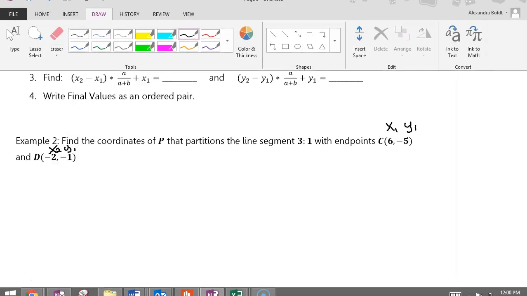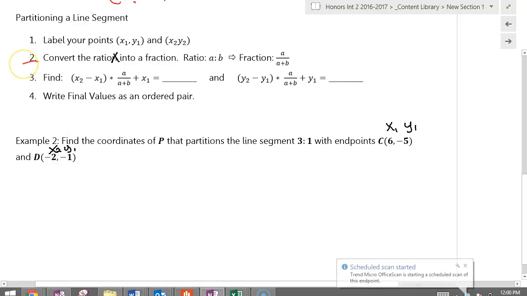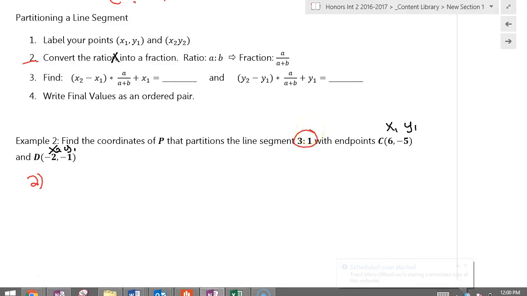So that was step 1. Step 2, convert my ratio into a fraction. So I have this 3 to 1. So my fraction is going to be 3 over 3 plus 1, which is 3/4.